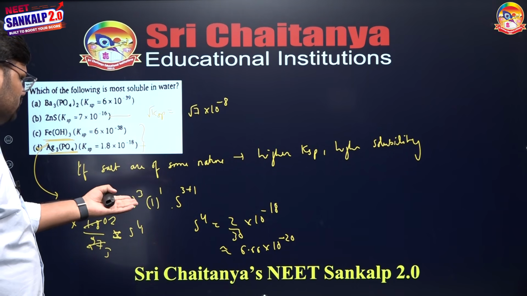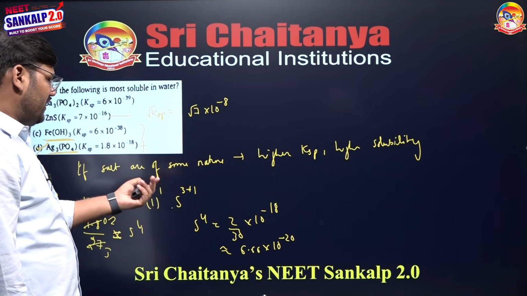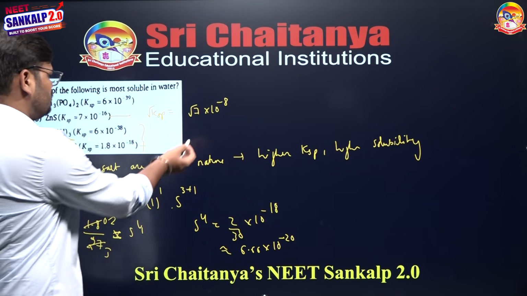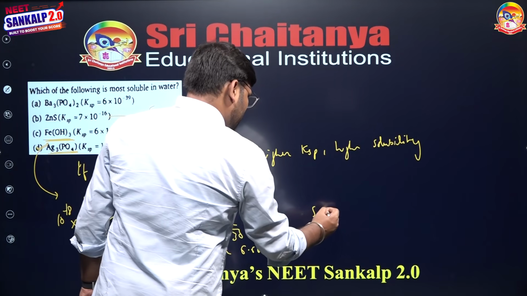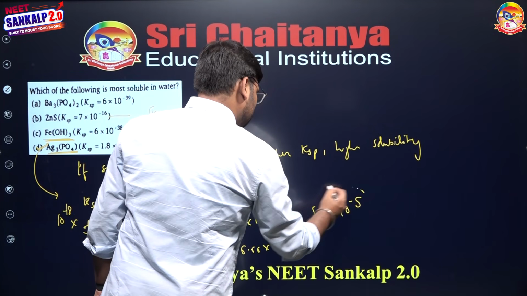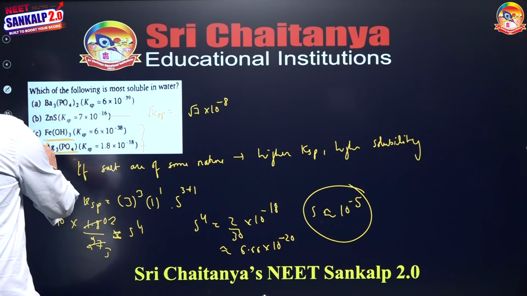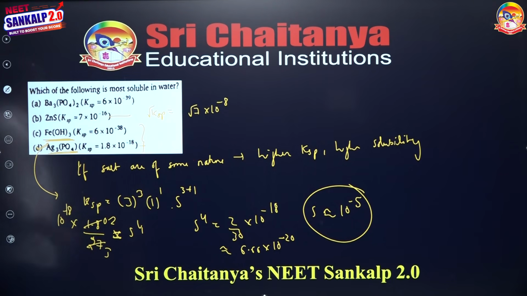10 raised to minus 5, and this is 10 raised to minus 8. S will come in the range of 10 raised to minus 5. Hence D will be the most soluble. So these are some lengthy problems and given for practice only.